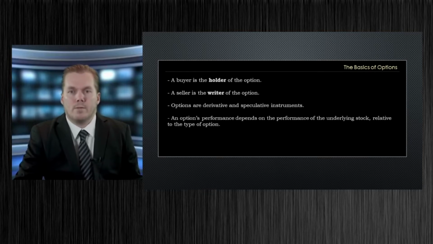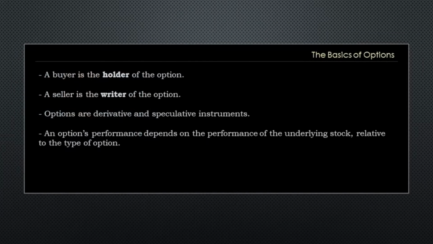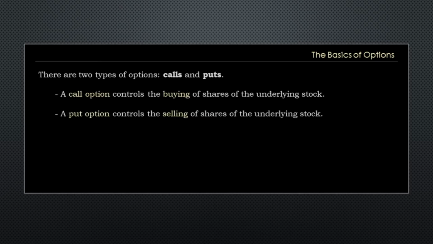Options are derivative instruments, meaning they are attached to an underlying stock. And because they assume the future value of a stock, they are speculative instruments. An option's performance is dependent upon the underlying stock's performance relative to the type of option. There are two types of options, calls and puts. Call options control the buying of shares of the underlying stock, while put options control the selling of shares of the underlying stock.